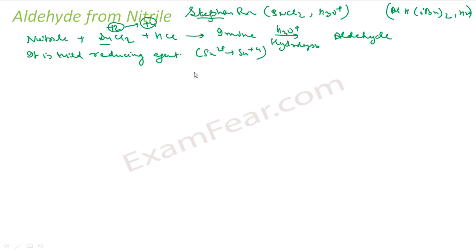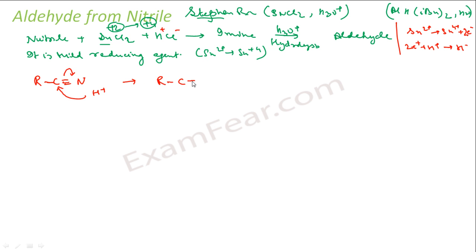Correct? So if you see the reaction mechanism, Sn2 plus becomes Sn4 plus, it gives 2 electrons, correct? So 2 electrons will be used by H plus from HCl to give H minus. Now this H minus will react. Suppose I have a nitrile group, R, C triple bond N. This nitrogen, as it is more electronegative than carbon, will get a slightly negative charge, carbon will get a slightly positive charge, and this H minus which we have will attack this carbon, right? So what you get is R, C double bond N minus. And there are so many H plus, everything is happening in H plus solution, so this N minus will get one H plus. So what you get is R, C double bond N H.